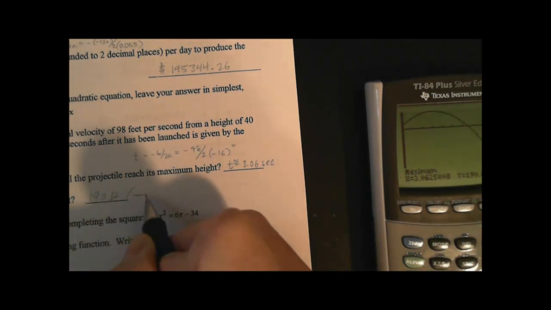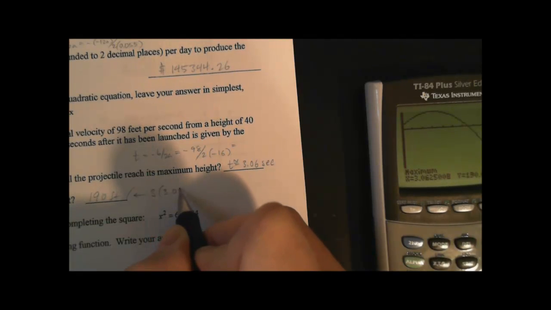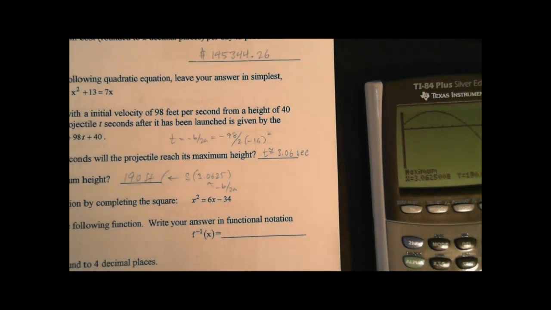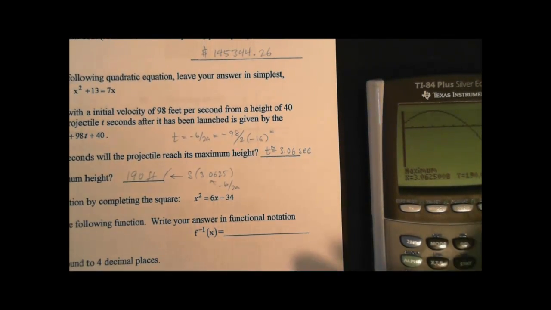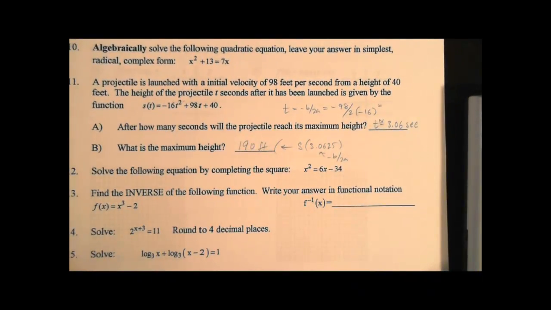And again, you can check. That number should be S of 3.0625. That's minus B over 2A there. So if you were to evaluate the function, you should get very close to 190 feet. And I'm rounding off here because it makes sense.